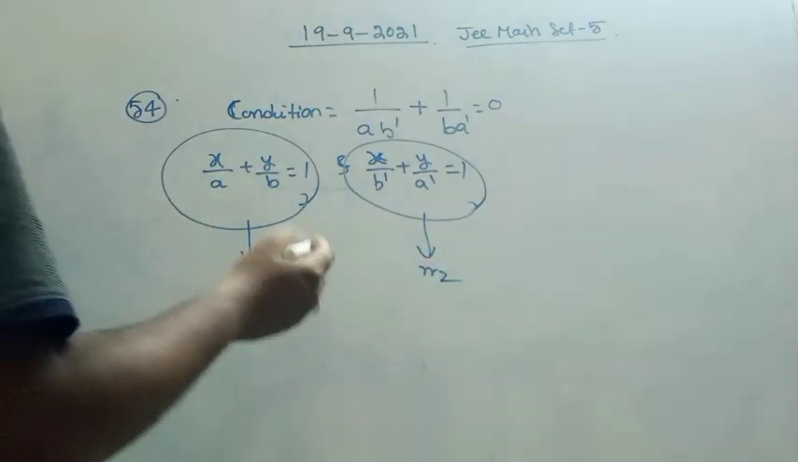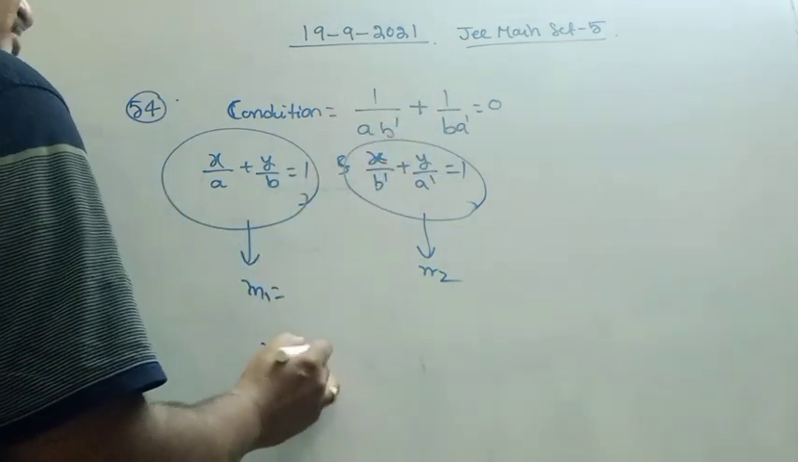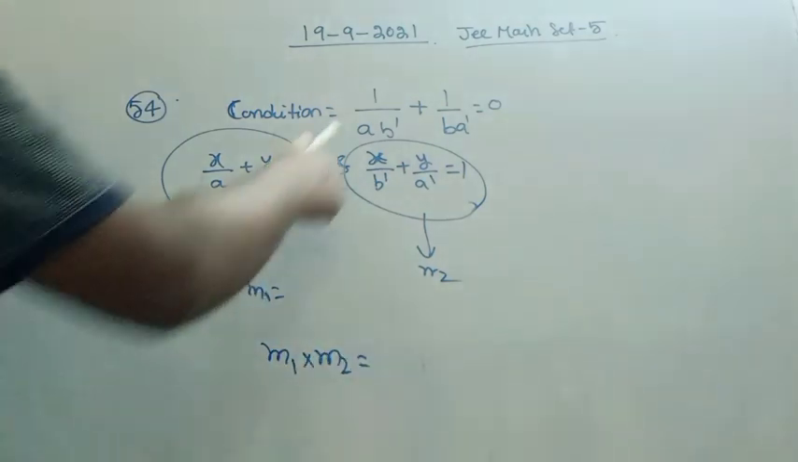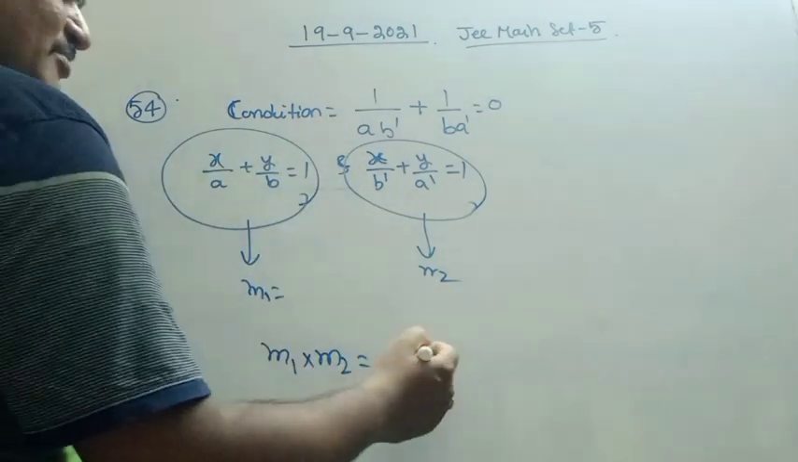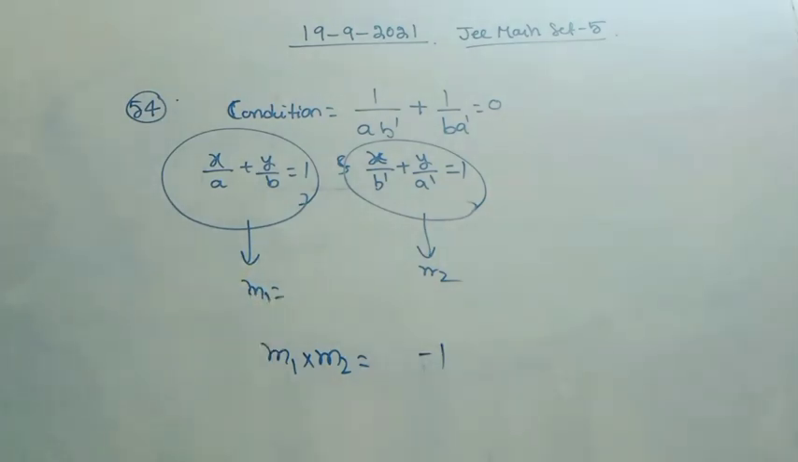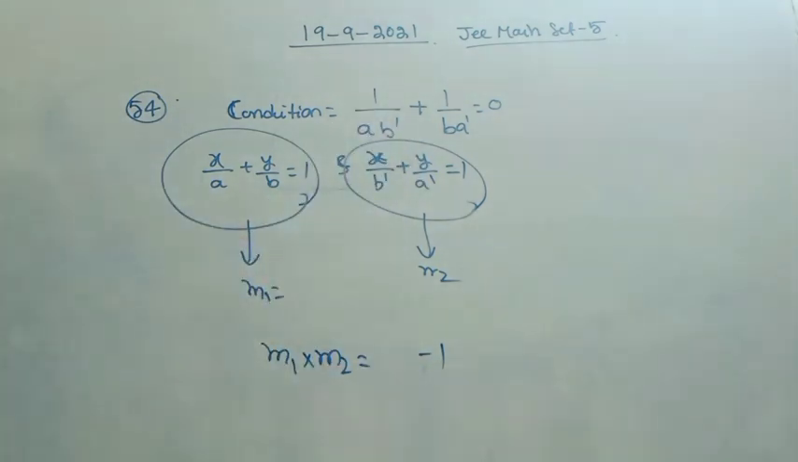Using this condition, you first find m1 into m2 and apply this condition here. I think you will get it as minus 1. Therefore, they are mutually perpendicular. In this one you have to use this condition, and then you will get that they are mutually perpendicular. This way you will do this particular problem, my dear students.